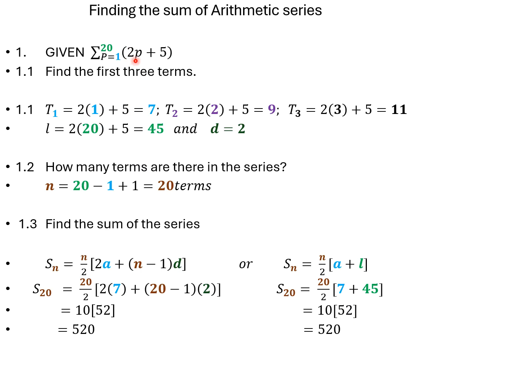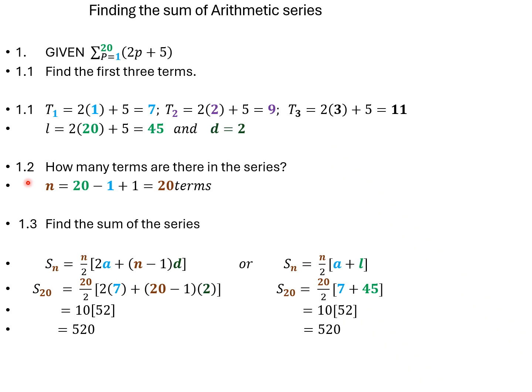For term 2, p there, after 1 we have 2. So 2 times 2 plus 5, 5 plus 4 would give me 9. And for term 3, 2 times 3, which gives me 6, plus 5, which then gives me 11. So my first three terms are 7, 9, 11. Right? Can also find the last term. As you can see, it's ending there by the 20th term. So 2 times 20 plus 5 gives me 40 plus 5, which is 45. You can see the common difference, 7 plus 2, 9, 9 plus 2, 11, so t equals 2.